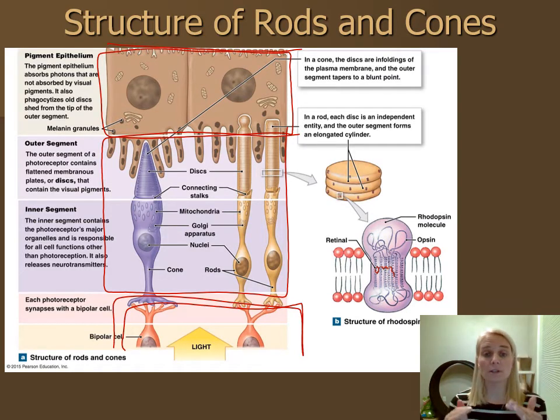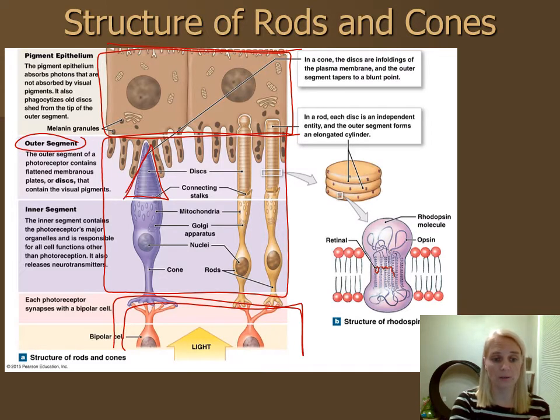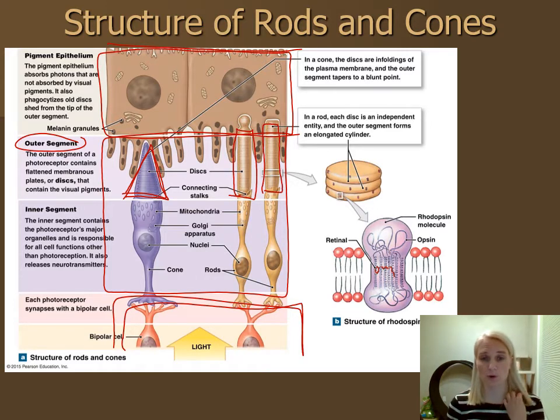The difference between a rod and cone is the shape of what we call the outer segment, right? So here's the outer segment. We can have a triangular cone shape, or a more rectangular rod shape. That's where the words rods and cones come from. It is in this outer segment that we have an increase in surface area of phospholipid bilayer. The cone has folds of the membrane in that cone shape. In the rod, they have little flattened sacs, like little pancakes. So this is the rod shape, and this is the cone shape.